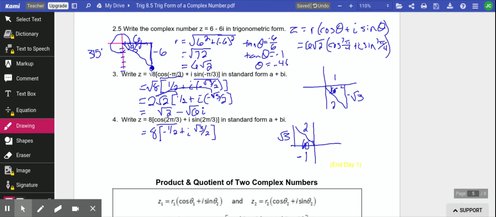And then I'm just going to distribute that 8. So that's going to give me negative 4 plus 4 root 3 i, and that is standard form.